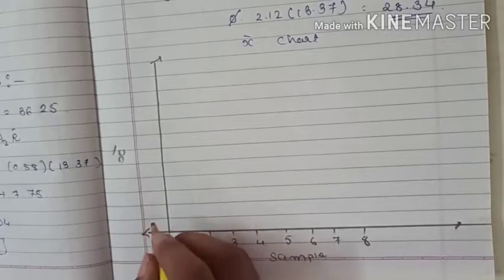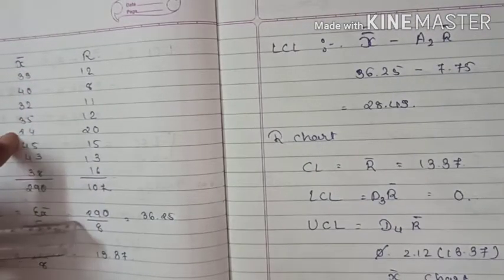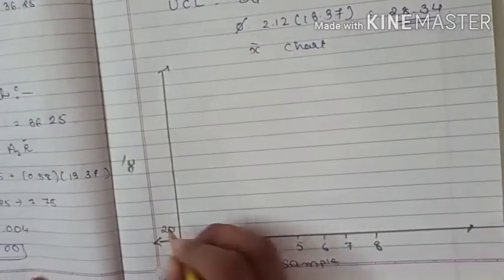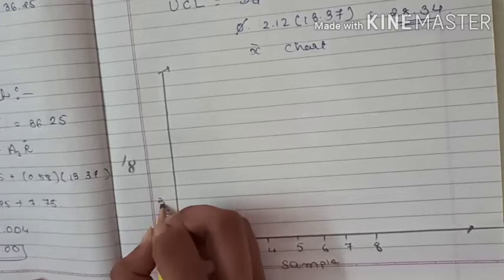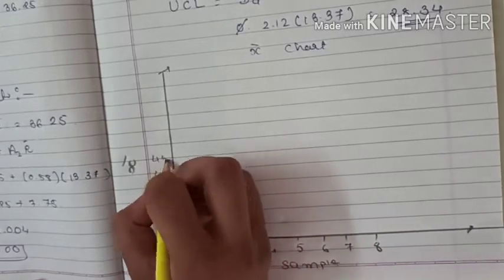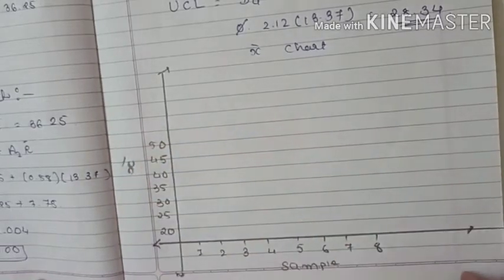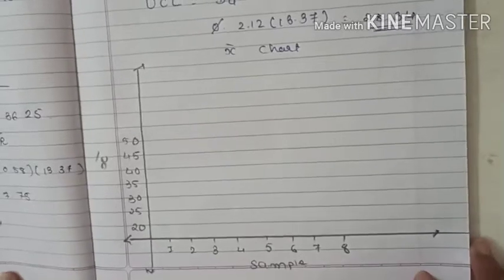So let's start with the lowest value over the X bar chart, which is 20, then 25, 30, 35, 40, 45 and 50. Right? Now let's place the points.